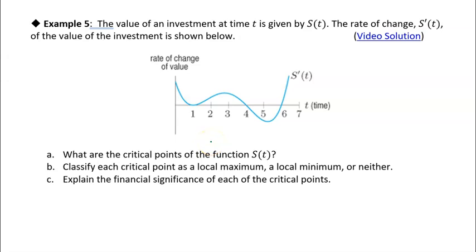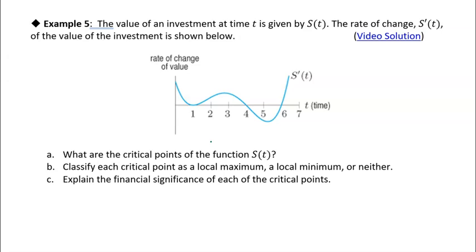In this example, we're told that the value of an investment at time t is given by the function S of t, capital S of t. And we're shown in the graph down here S prime of t. This is the derivative, so this is the rate of change of the value of the investment. And the first thing we're asked to do is to find the critical points of this function S of t.